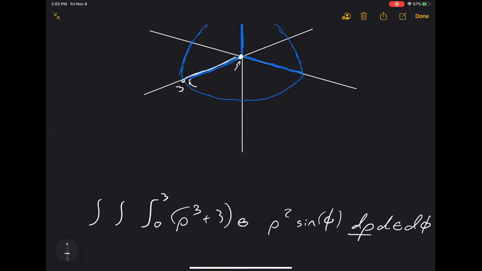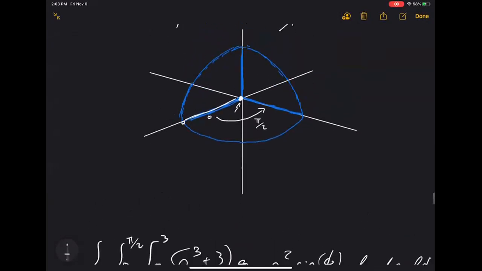All right, what about my thetas? Where do my thetas begin? Where do they end? My region starts here, rotates this way until I hit this axis, right? So what angle is that? That's pi over 2. So I start at 0 and go to pi over 2.